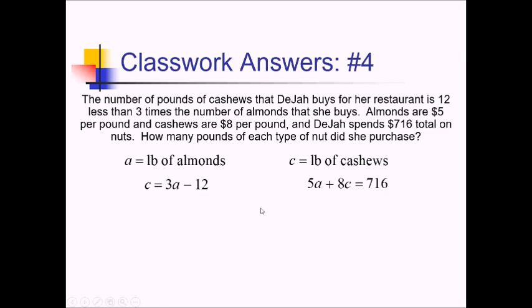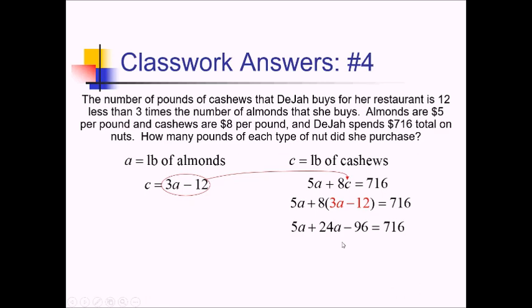And as always, you can do this with elimination or substitution. In this particular case, I think substitution is going to be easier because you already have C isolated in this first equation. So in order to get that substitution process rolling here, I'm going to take 3A minus 12, and I'm going to replace C with that over in this second equation. So I'm going to write 5A plus 8 parentheses 3A minus 12. And now that I have only A's in this equation, I can go ahead and solve for A just using normal algebra. So let's distribute this 8. That's 24A minus 96.